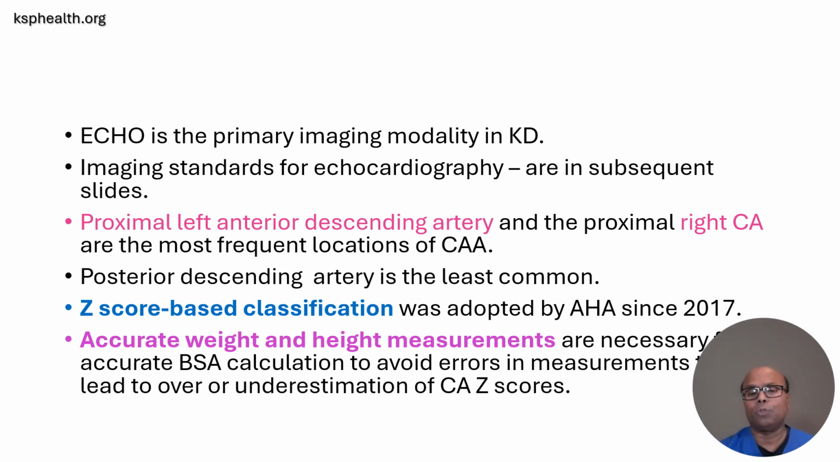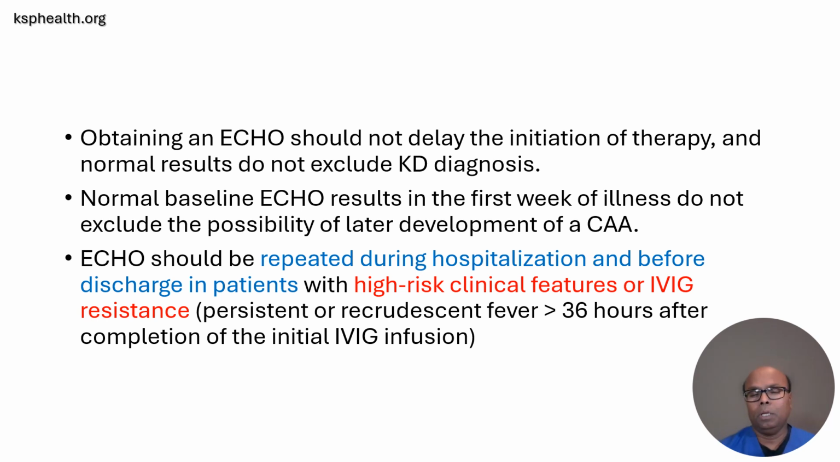The Z-score based classification, which was adopted by the American Heart Association since 2017, has been used for evaluating coronary arteries in Kawasaki disease. Accurate weight and height measurements are necessary because any errors in height and weight will affect the Z-scoring system. Obtaining an echo should not delay the initiation of therapy, and normal results do not exclude Kawasaki diagnosis. Normal baseline echo results in the first week of illness do not exclude the possibility of later development of coronary artery aneurysms. Echo should be repeated during hospitalization and before discharge in patients with high-risk clinical features or IVIG resistance.